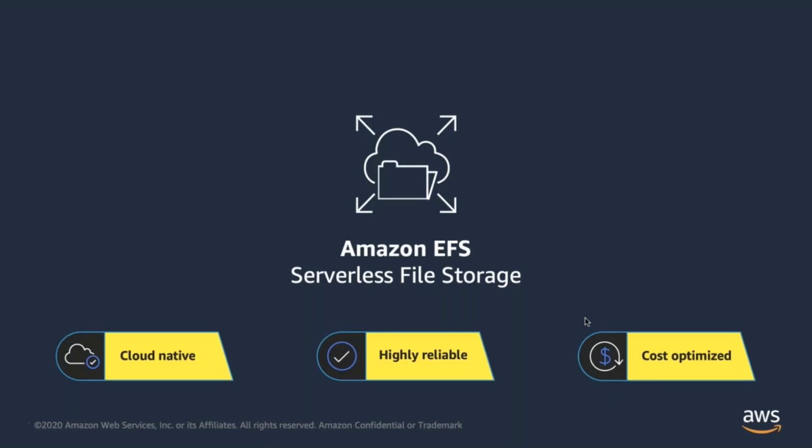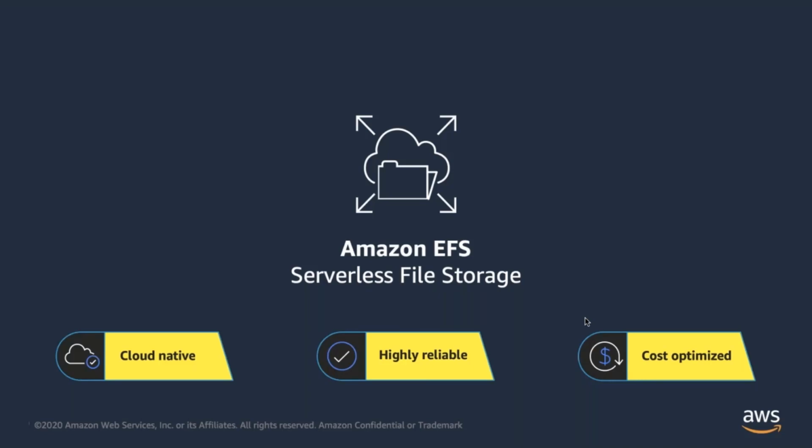So with Amazon Elastic File System, essentially what we've done is we've taken file storage, shared file storage, and made it serverless. And there are three primary capabilities of Elastic File System. One is it is cloud native. Next, it's highly reliable, and it's cost optimized.